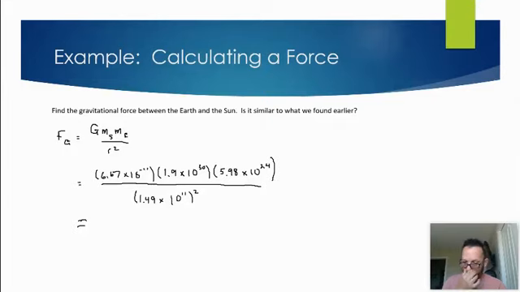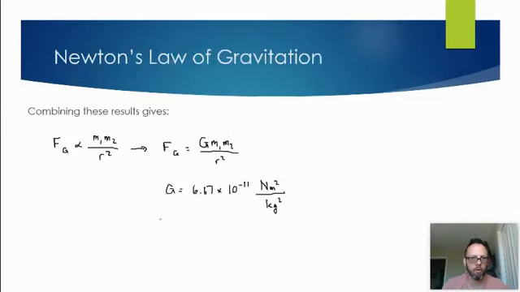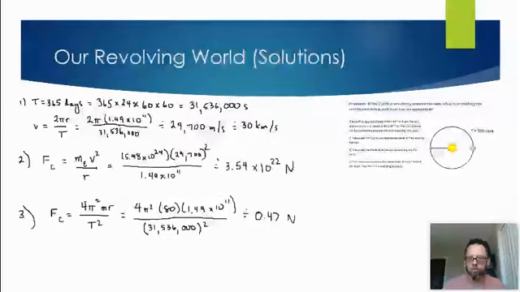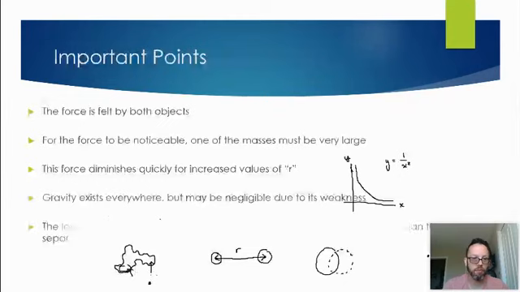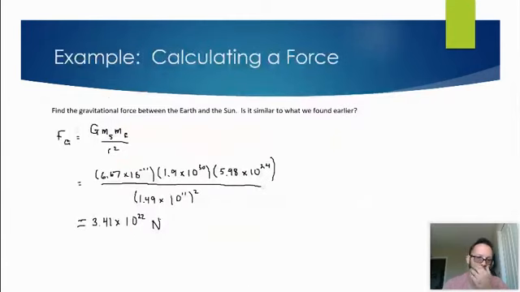Okay, so I got 3.41 times 10 to the 22 newtons. And that does seem familiar. If I go back to our work from earlier, 3.54 times 10 to the 22. So not too shabby. Our work from earlier was pretty good, but this is a bit more precise value using Newton's law of gravitation. So yeah, that's cool. We got pretty close earlier just by using uniform circular motion. That's great.